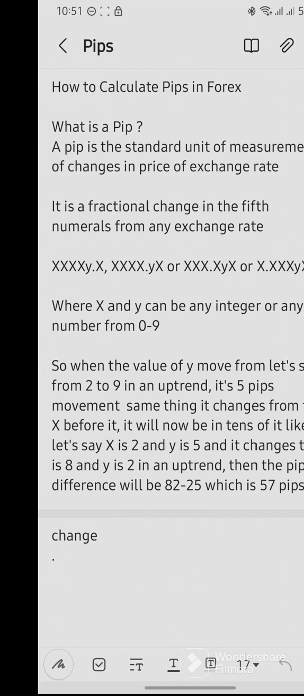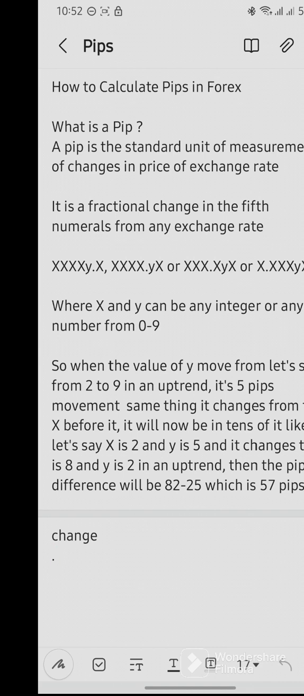For example, we have an exchange rate quoted as, for example, Euro USD, now quoted as X.XXXYX. If you look very well, these X and Y are numbers ranging from 0 to 9. You understand? Now, when this Y changes, for example from 0 to 1, it is called a one pip change, and the X component of it does not change. That will be one pip change.